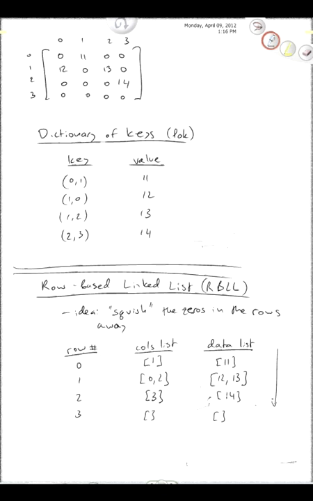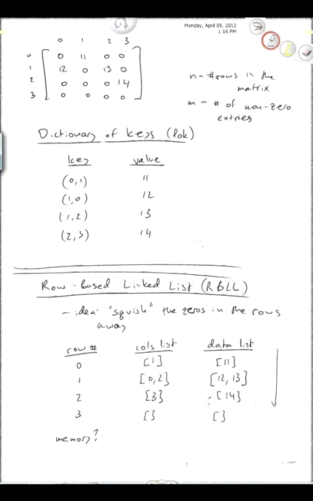Let's ask the same 3 questions that we were asking last time of this particular data structure format. First of all, how much memory does this format take? To answer that, let's keep a couple of definitions in mind. n is the number of rows in the matrix, and m is the number of non-zero entries.